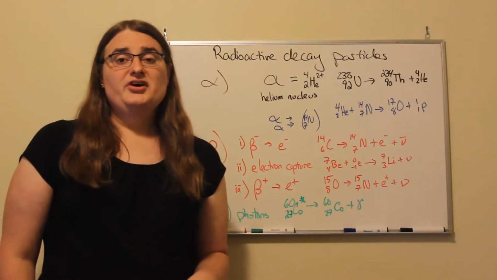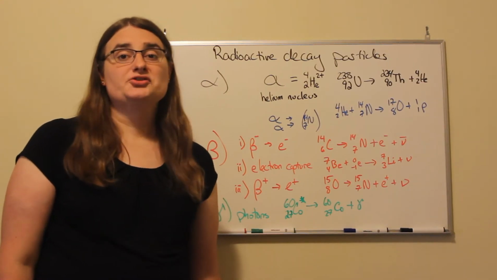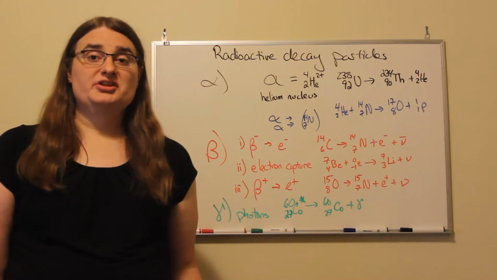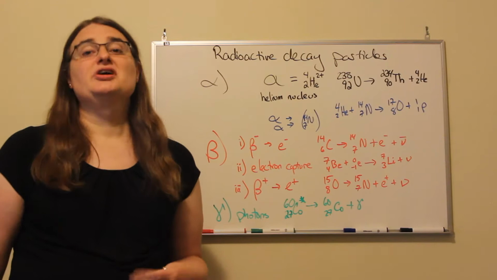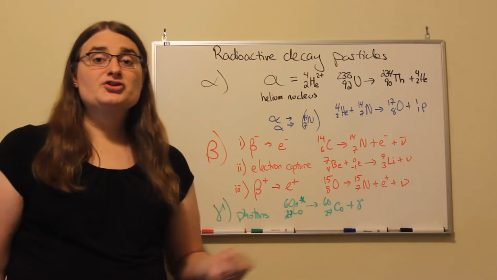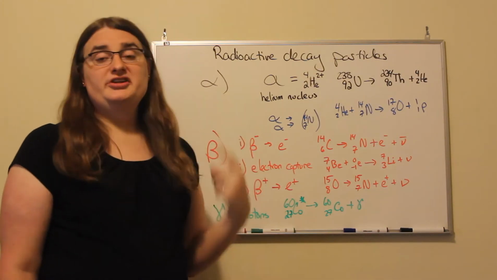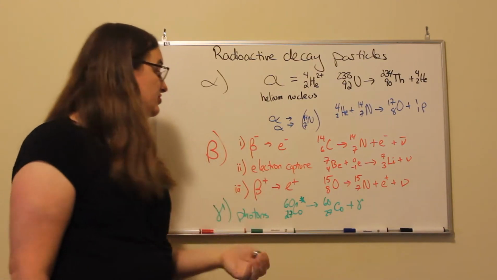Hi, I want to talk about the three types of radioactive decay particles. They got their name based off the order in which they were discovered, and they're called alpha particles, beta particles, and gamma particles, because alpha, beta, and gamma are the first three letters of the Greek alphabet. Now, an alpha particle is the nucleus of a helium atom, so it has 2 protons and 2 neutrons.